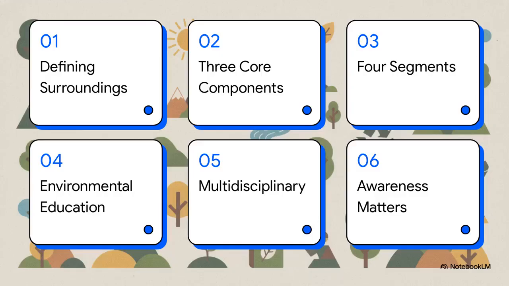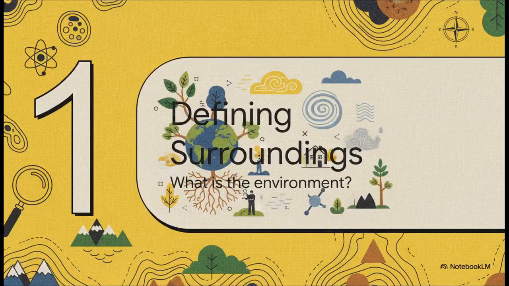Here is our roadmap for today. 1. Defining our surroundings. 2. The 3 core components. 3. The 4 environmental segments. 4. What is environmental education? 5. A multidisciplinary approach. And 6. Why awareness matters today. All right, let's jump right into Section 1, Defining Our Surroundings.